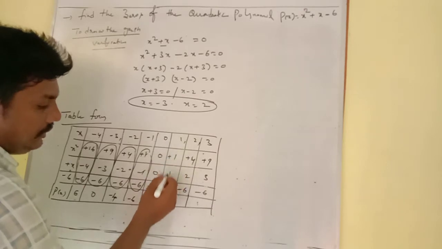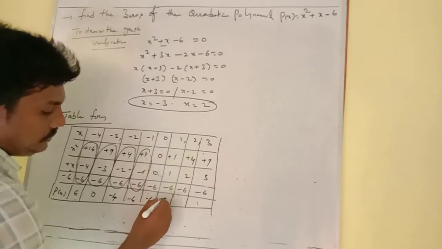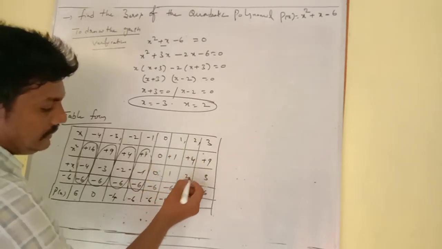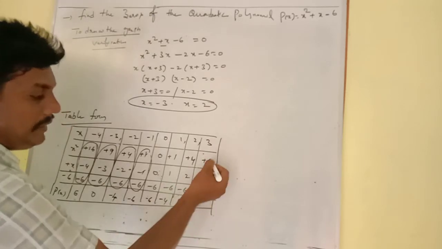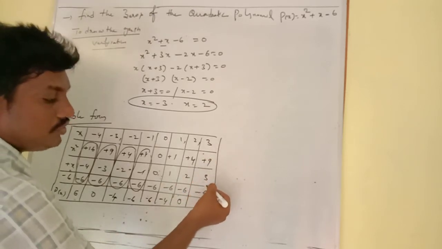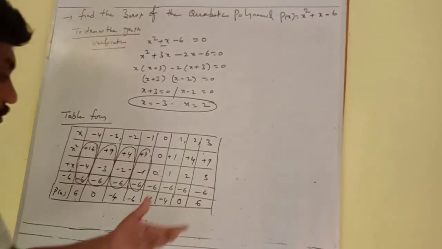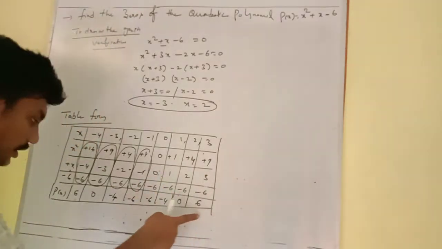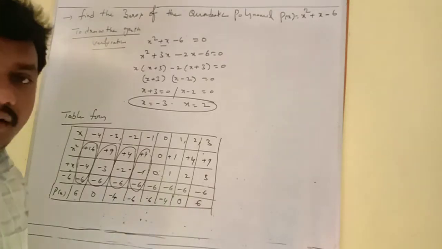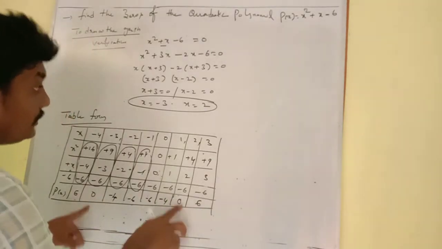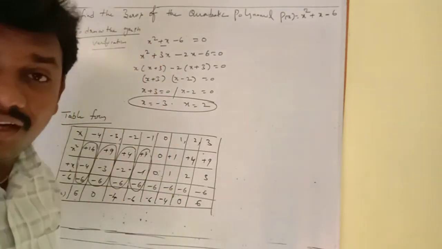So this is minus 4. This is again plus 6 and this is 0. Now plus 9 plus 3 is 12, minus 6, this is 6. These are the values. Now these are all the values of the polynomial. So here 2 zeros will come because this is a second degree polynomial, a quadratic polynomial.